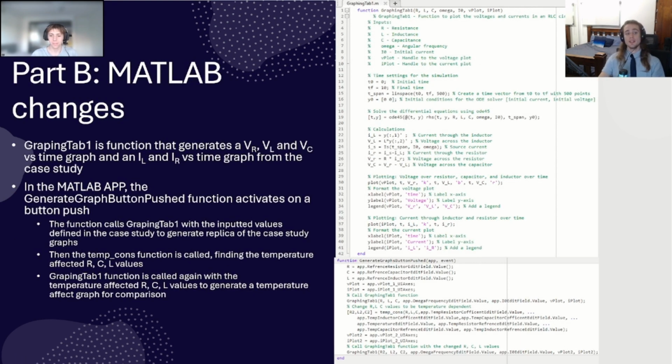The graphing tab 1 is a function that generates a voltage across resistor, voltage across inductor, and voltage across capacitor versus time graph, and a current across inductor and current across resistor versus time graph from the case study. In the MATLAB app, the generate graph button push function activates on a button push. This function calls the graphing tab 1 function with the inputted values defined in the case study to generate a replica of the case study graphs. Then the temperature constant function is called, finding the temperature affected RLC values. The graphing tab 1 function is then called again with the temperature affected values to generate a temperature affected graph for comparison.